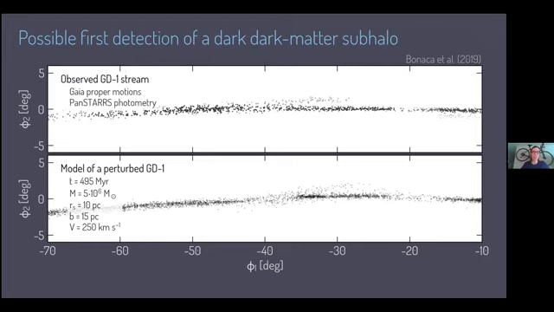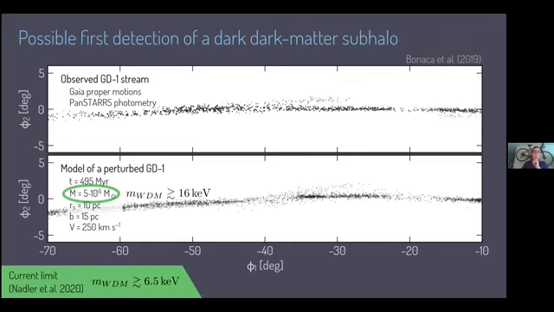And the implications here for dark matter would be fairly direct, because the properties of this impact are listed on the left. The impact happened 500 million years ago, and the mass of the impactor was 5 million solar masses. So if this indeed is a dark matter subhalo, this would immediately put a lower limit on the mass of the dark matter particle of 16 keV, which is a factor of more than two higher than the current lower limit from the abundance of dwarf galaxies.